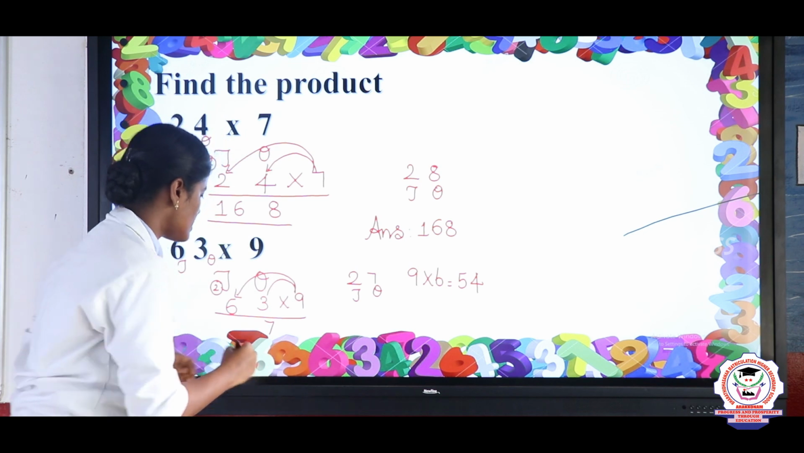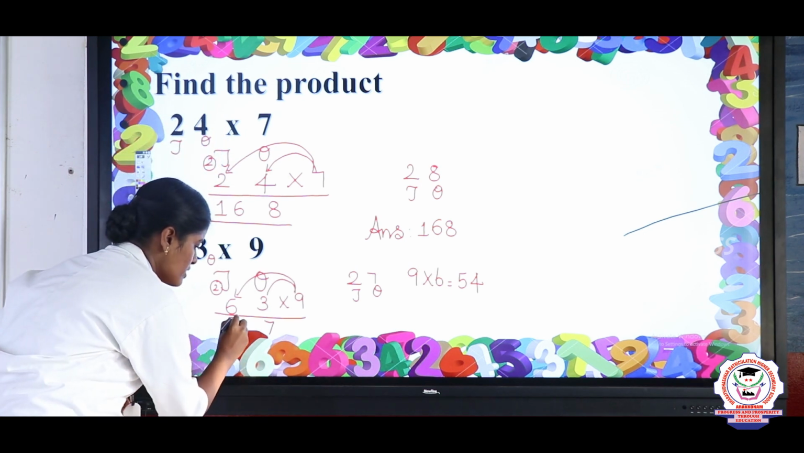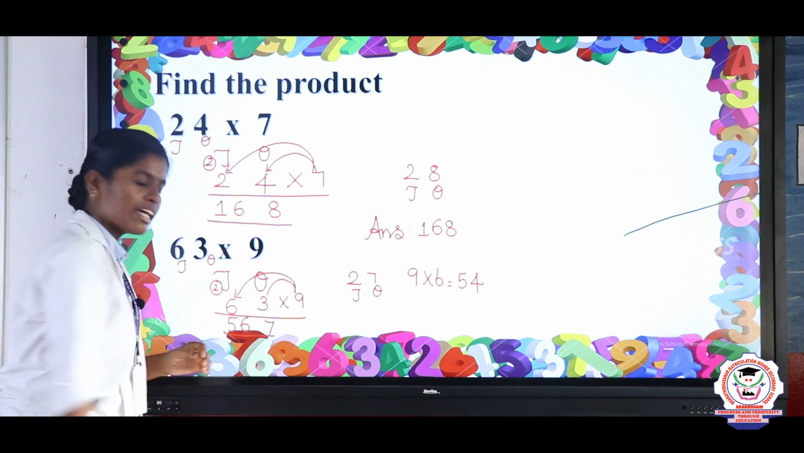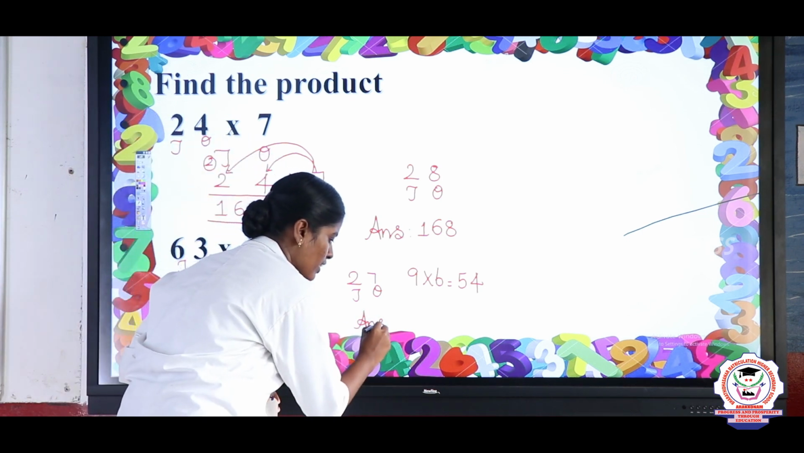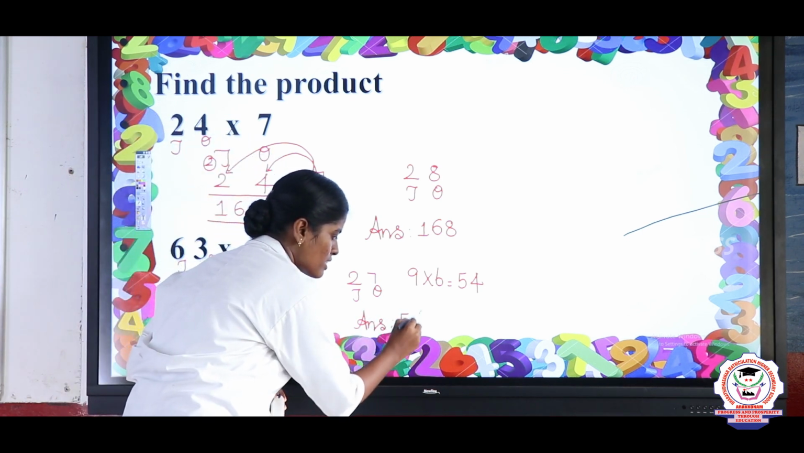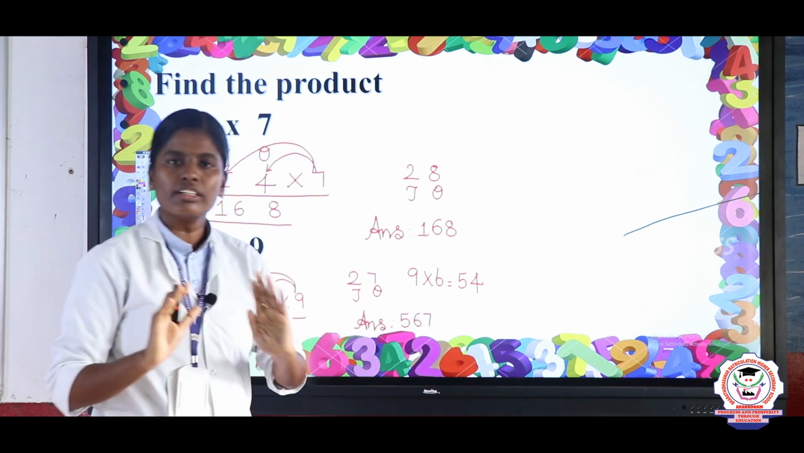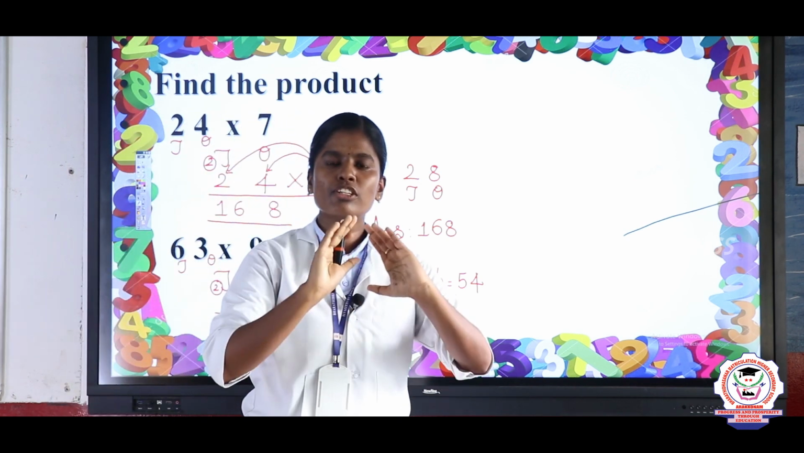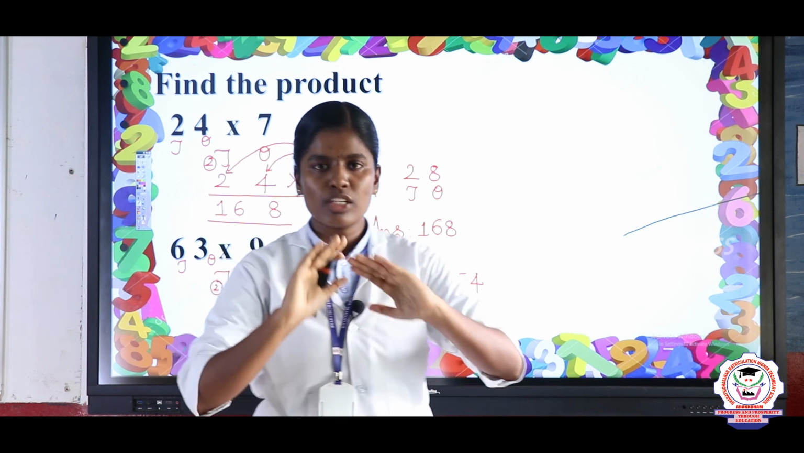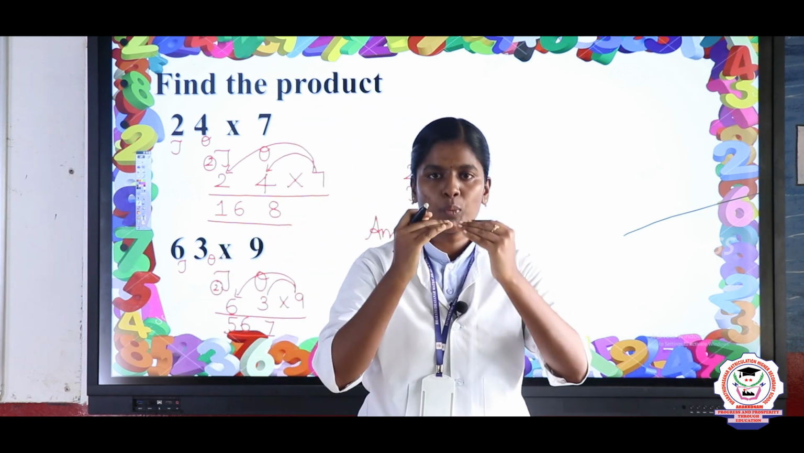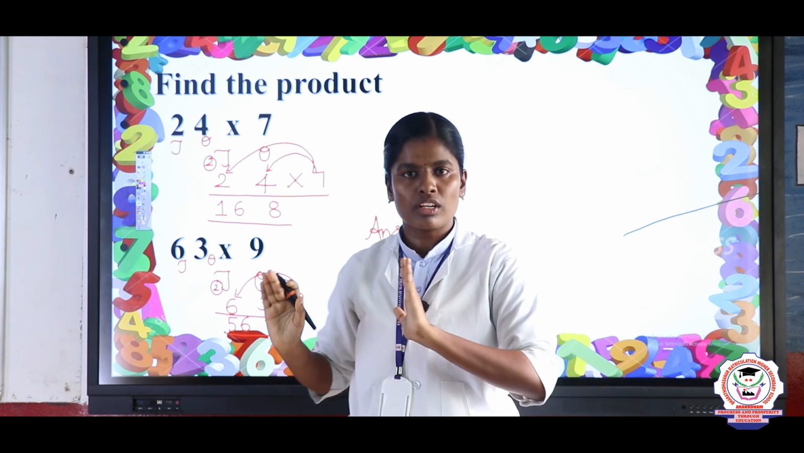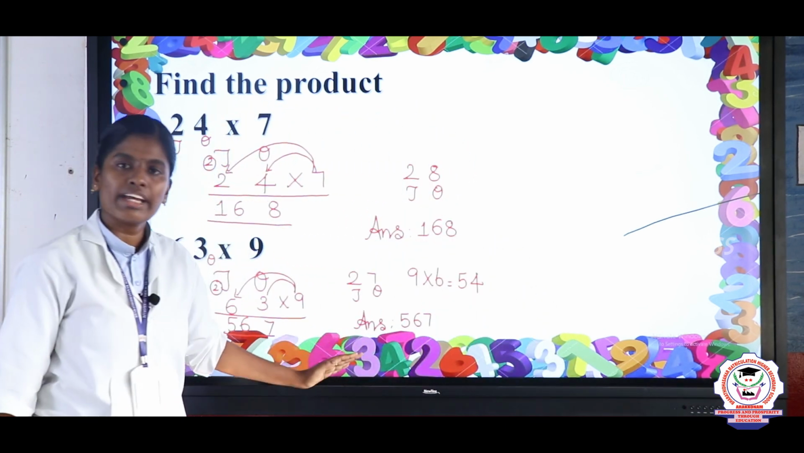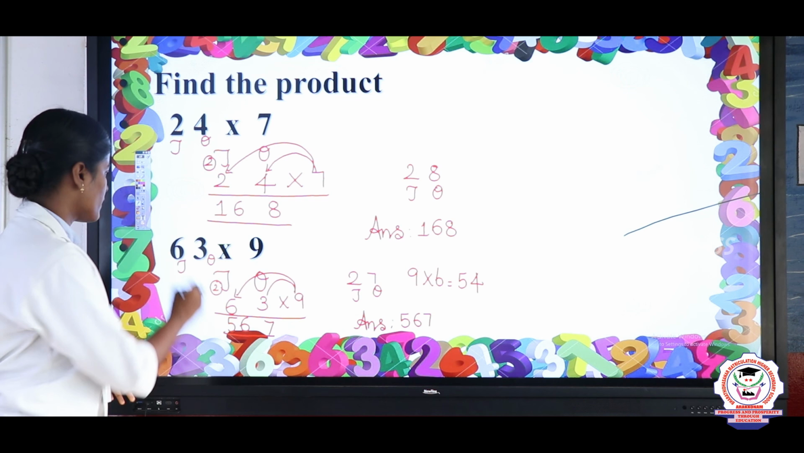So, the answer is 567. What is the answer? The answer is 567. So, listen my children, while you are writing the tables, first you should write the 9 zeros or 8 zeros. So, start with 0, 1, 2, 3, 4, it will go on. Okay. So, the final answer is 567.